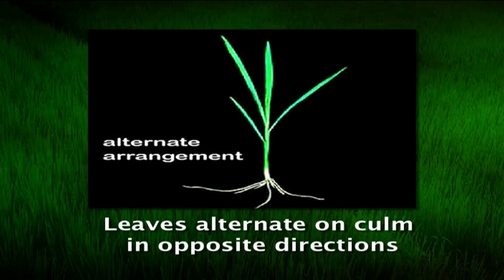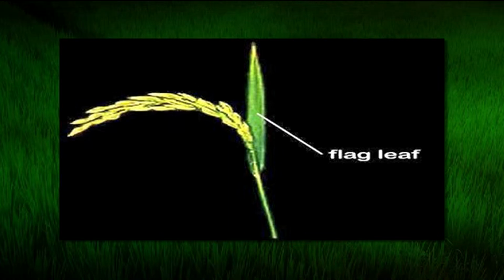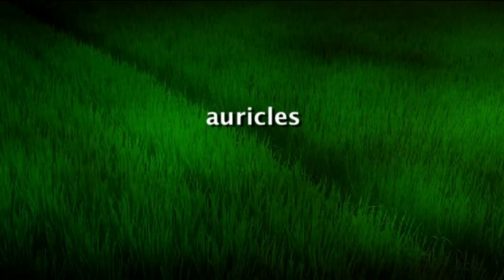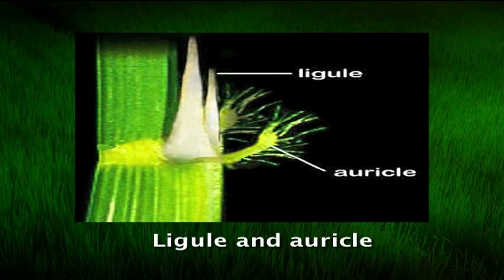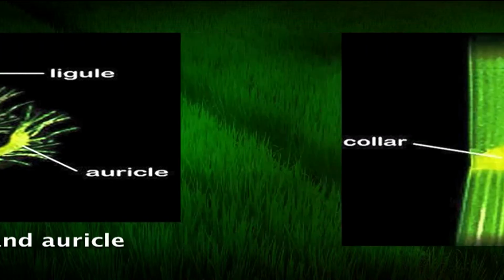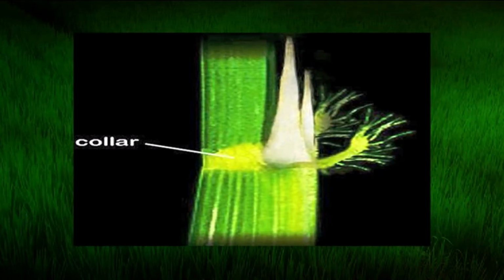The leaves arise in a 2-ranked arrangement on the culm, and 1 leaf is present at each node. The uppermost leaf below the panicle is called the flag leaf. There are 2 ear-like appendages borne on either side of the base of a leaf called auricles. A membranous structure known as ligule is present at the junction of the blade and sheath. The junction of the sheath and blade is known as collar.